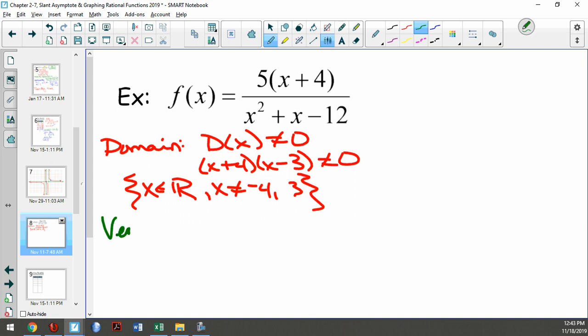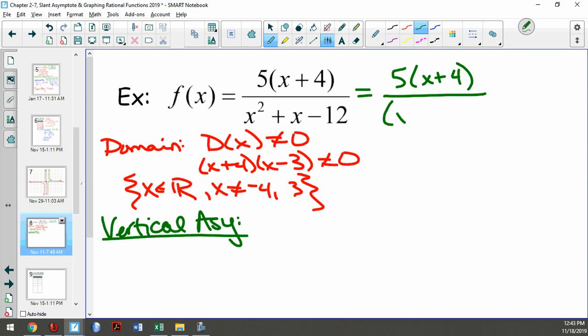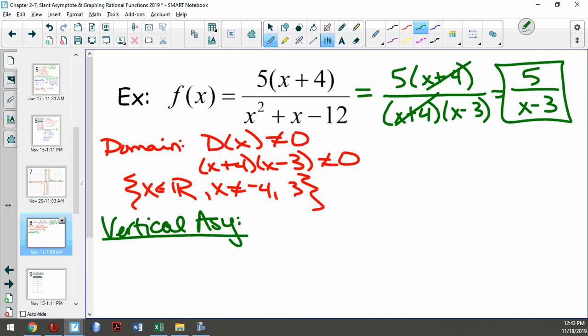Vertical asymptotes. Vertical asymptotes means I'm going to reduce this. The 5 parenthesis x plus 4 stays. I factor this into x plus 4 times x minus 3. Is there anything that is both the top and the bottom? The x plus 4 goes away, and I'm left with 5 over x minus 3. This is the reduced form that I'm going to use. Do we understand that?